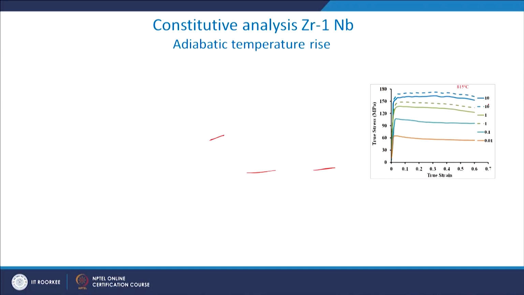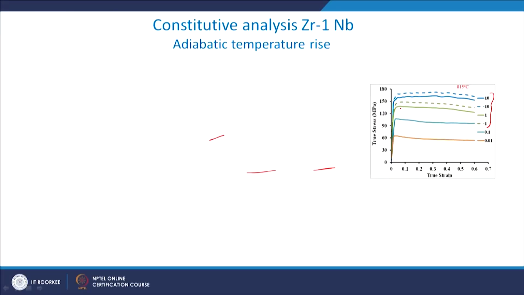That means the flow stress that you have measured is actually lower, but the actual flow stress should have been higher for that temperature which you have considered. And you can see that is what is done here, and especially, as I told you, at higher strain rates only this particular problem will occur. Because strain rate is very high, you are not giving enough time for the heat to dissipate.